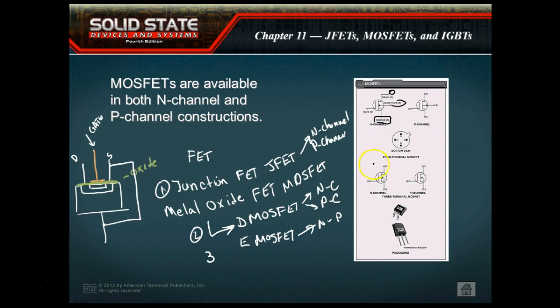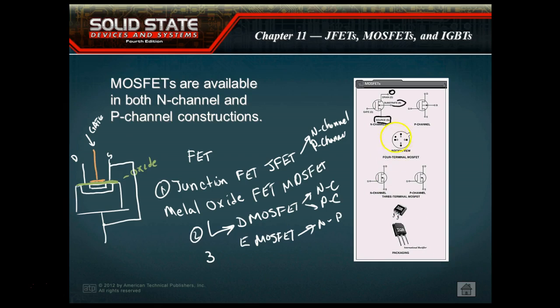Now this is the symbol. So notice on this symbol, and this is an N channel because we've got our arrow pointing toward the channel, so this is an N channel. But notice they actually show the gate isolated from the channel, and that's that oxide layer that we have. So there is absolutely no p-n junction in a MOSFET transistor.